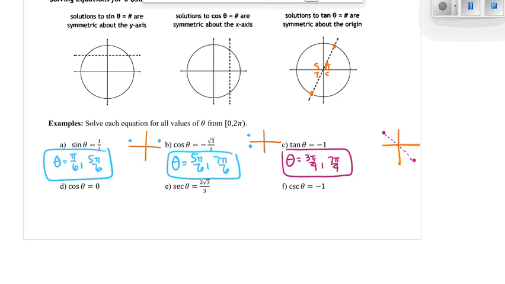And then where's the cosine equal to 0? So cosine is the x-coordinate. Where's the x-coordinate 0? The x-coordinate is 0 here and here. So at pi over 2 and 3 pi over 2.